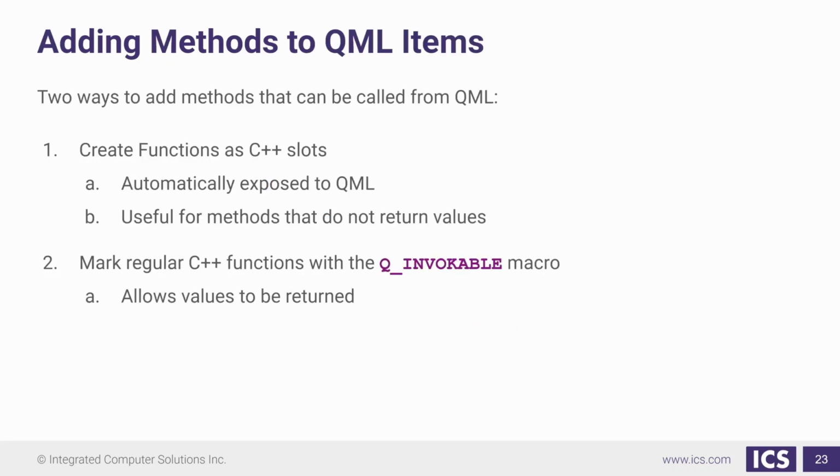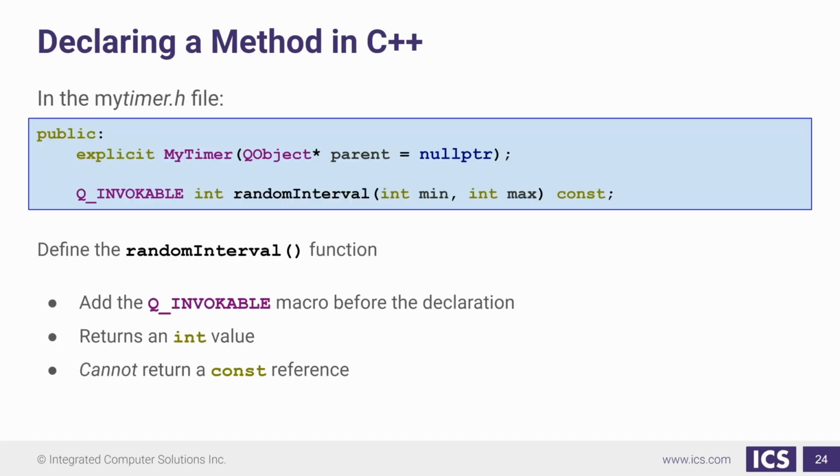Now, we can also add methods to our exposed C++ in two different ways. We can either create functions as slots, and these are going to be automatically exposed to QML without the need of the Q_INVOKABLE macro. And these are useful for when you don't have return values. And the other way to do this is to mark functions with Q_INVOKABLE, and this allows us to have values returned. So let's look at an example invokable function.